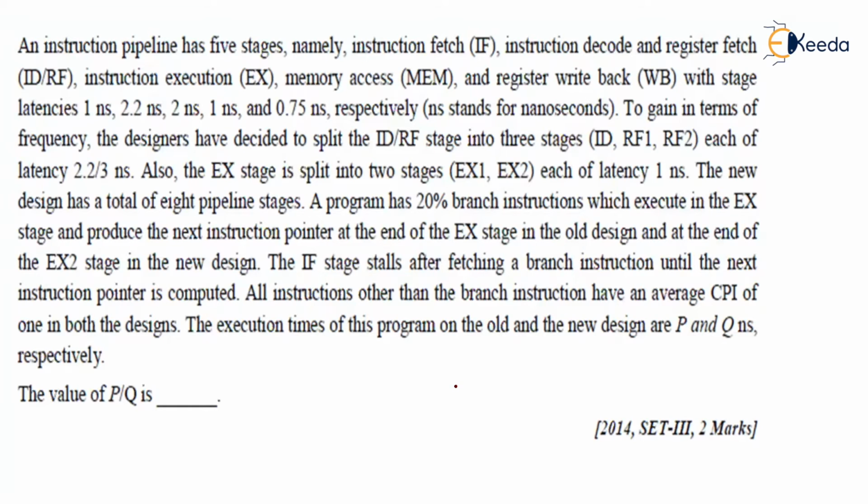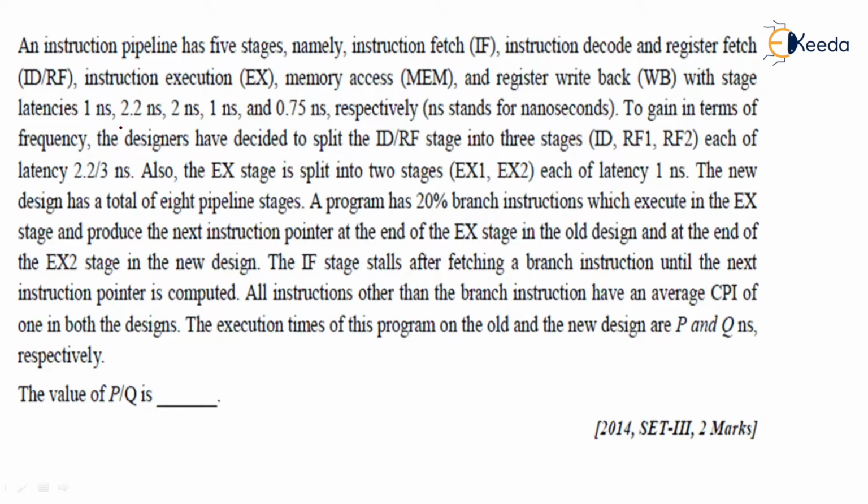Here, an instruction pipeline has 5 stages, namely instruction fetch, instruction decode and register fetch, that is ID by RF, instruction execution, EX, memory access, MEM, and the register write back, WB. There are 5 stages in an instruction pipeline with the stage delays or stage latencies 1 nanosecond, 2.2 nanoseconds, 2 nanoseconds, 1 nanosecond, 0.75 nanosecond. So these are the 5 stages with the stage latencies 1, 2.2, 2, 1, and 0.75.